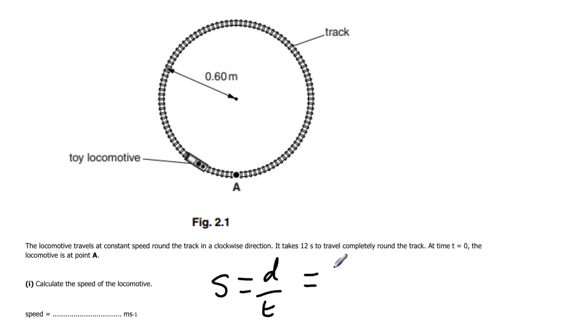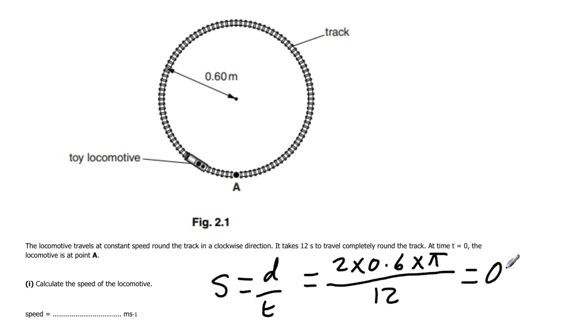Distance here is the circumference of the circle, so it's twice the radius, so 2 times the radius times by pi, and the time we're told was 12 seconds, and that should give us an answer of 0.31.